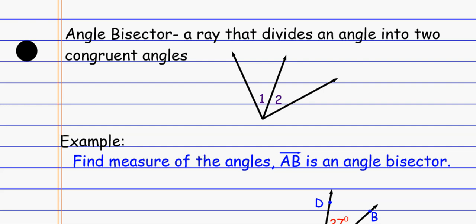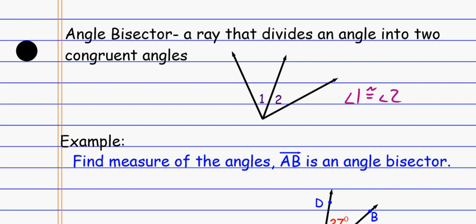And so if I look at something like this, if this ray that's drawn there is an angle bisector, well, then that just means that angle 1 is now congruent to angle 2. Those are the same if I have an angle bisector. That's what angle bisectors do.